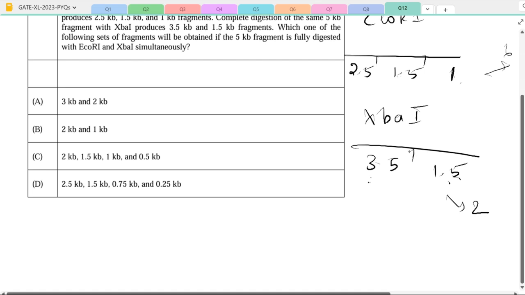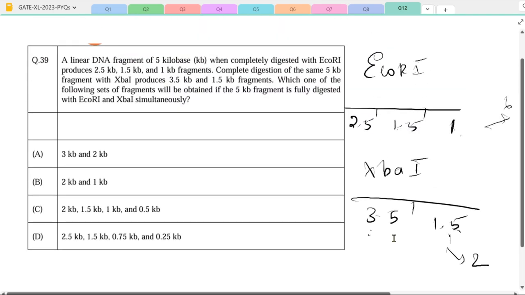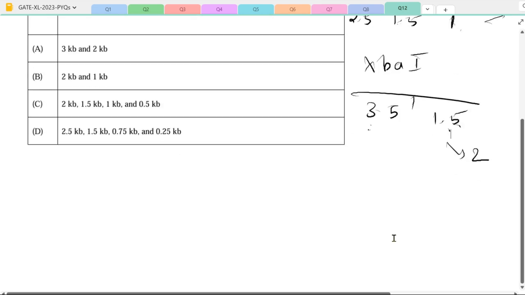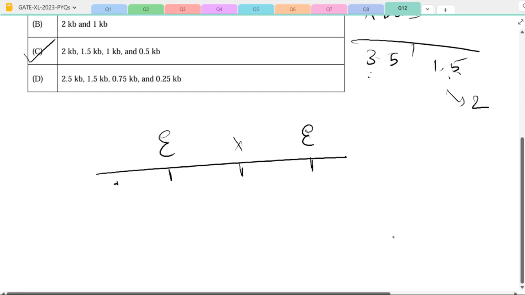And for XbaI, it can be either 3.5, 1.5 or 1.5, 3.5. So now if you introduce both the recognition sites in the linear DNA fragment and do a double digestion, ultimately you end up with the answer as option number C, wherein the restriction map would be like this. That is, you have an EcoRI site here, you have an XbaI site here, and then you have an EcoRI site here.